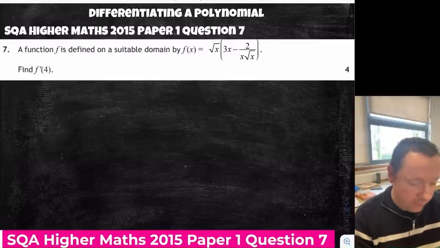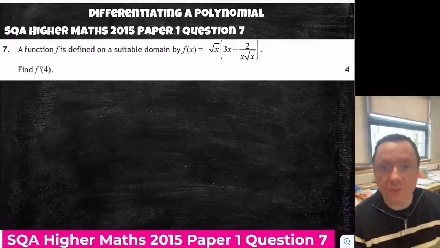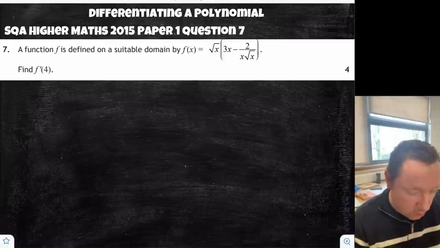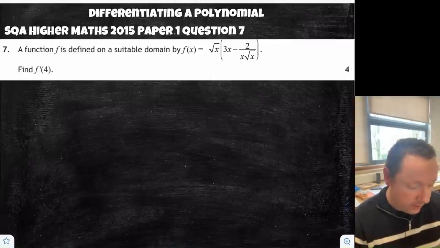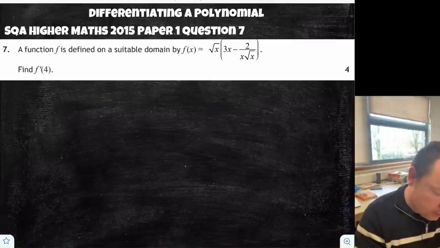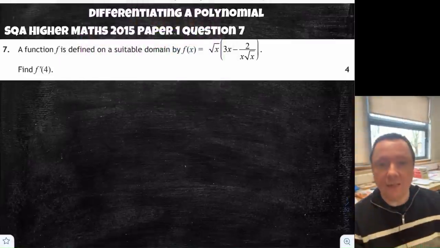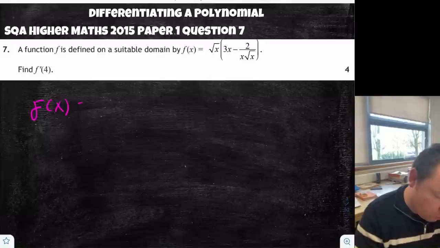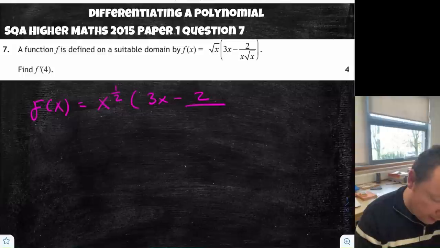SQA Higher Maths 2015 Paper 1 Question 7 on differentiating a polynomial. A function f is defined on a suitable domain by f of x is root x (3x minus 2) over x root x. Find f dash 4. So we need to get it ready to differentiate. So f of x is equal to root x, which is x to the half, (3x minus 2) over x times x to the half. So we need to get that all tidied up first.